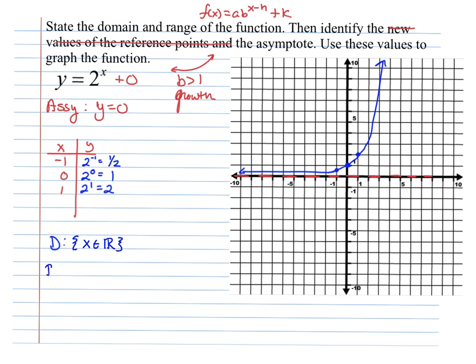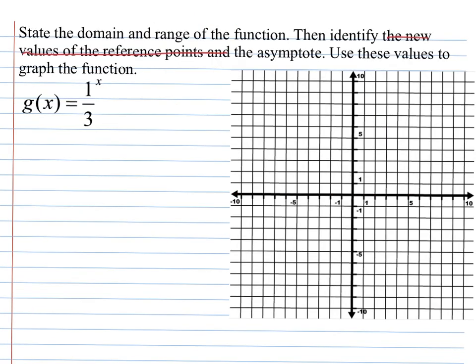Your range, on the other hand, you're going to have y as an element of the reals, but if you notice, such that you have no function down here, it's always going to be from whatever your asymptote is, above that, greater than that. So if my asymptote was 0, that means it's all the numbers greater than that 0. So we have y is greater than 0 as our range.